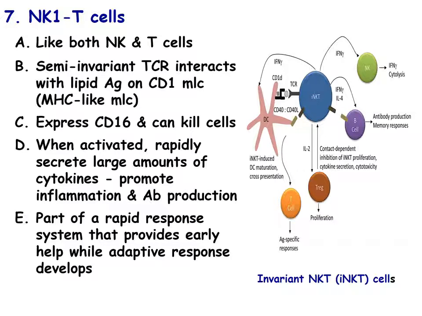And I don't want you to worry about this particular flowchart over here. I just want you to see that they can interact with a lot of other different types of lymphocytes: T cells, Tregs, B cells. And so the NKT cells, or NK1 T cells, are part of a rapid response that provides early help while the adaptive response develops. So now we can actually go in and talk about the different organs.